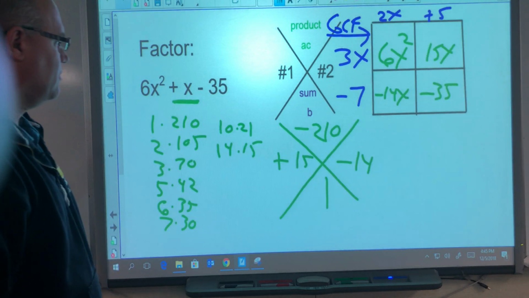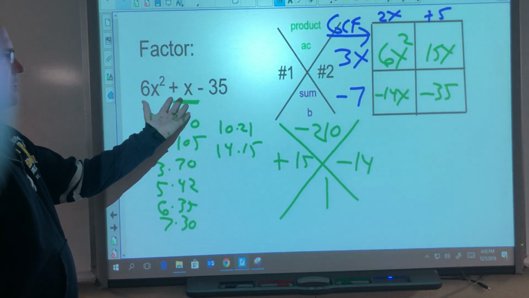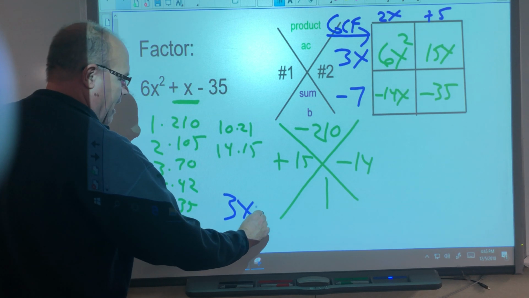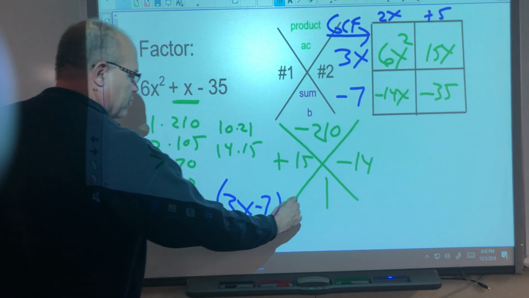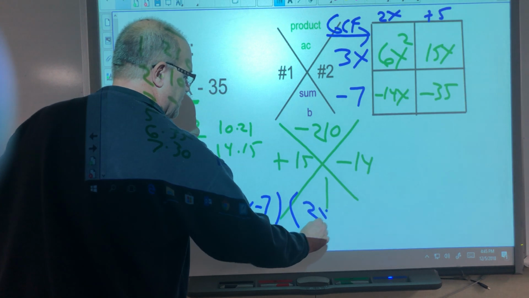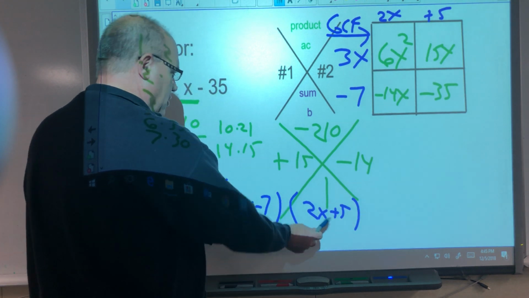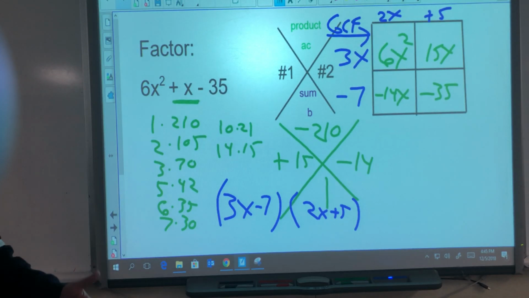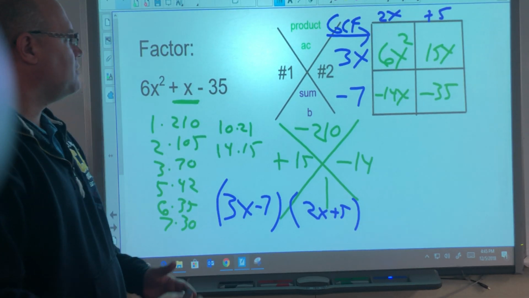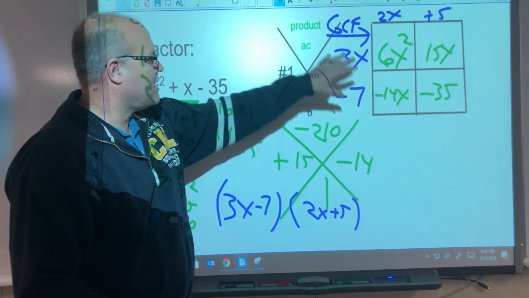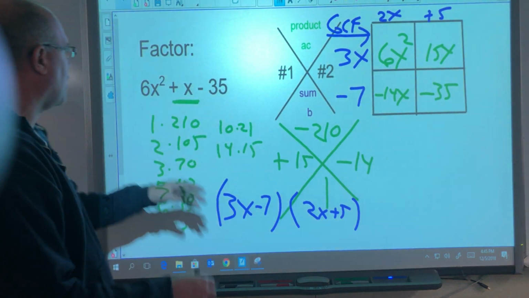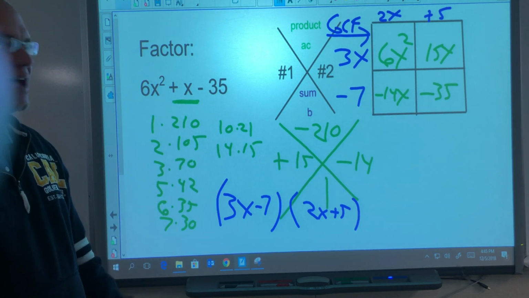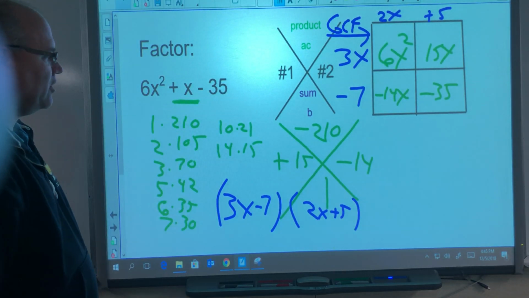That is true. So my factored form of this becomes 3x minus 7 multiplied by 2x plus 5. So if I multiply this, I get back to here. All right? So that's factoring quadratic trinomials. Please note that the generic rectangle and the diamond, this is only for quadratic trinomials. Some of you have been trying to use this for other things in class. So only for the quadratic trinomial.